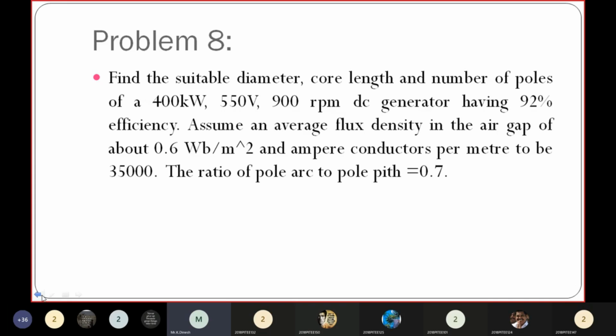So it is a DC generator, not a motor. In the previous case, we discussed a DC motor. This is a DC generator. Remember.